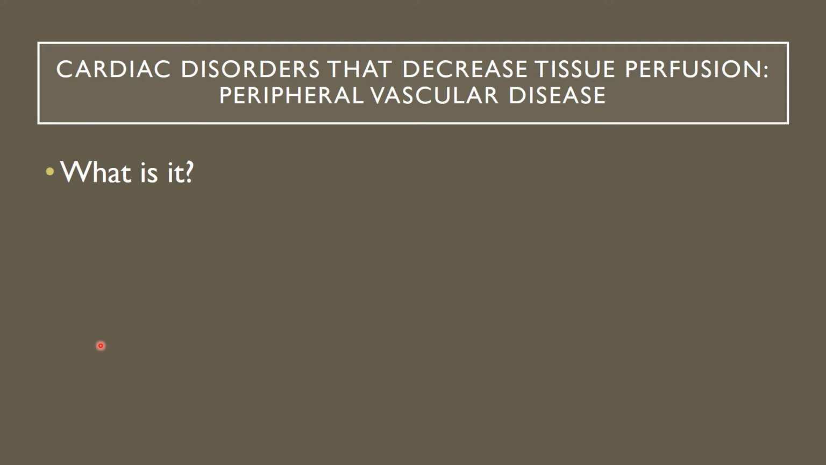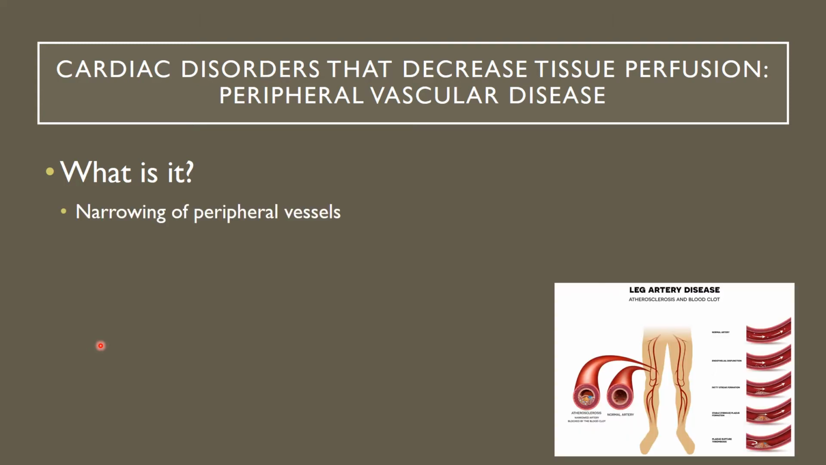In this lecture, we're going to be talking about peripheral vascular disease and then coronary artery disease in the same lecture. So, what are these conditions? Well, these are conditions that are going to impact perfusion. These are going to be conditions that deal with abnormal arteries. It is narrowing of the peripheral vessels, specifically for peripheral vascular disease, which I'll generally abbreviate PVD. And so we see that peripheral vascular disease is going to be narrowing of the blood vessels.